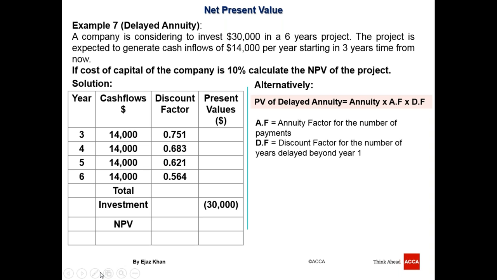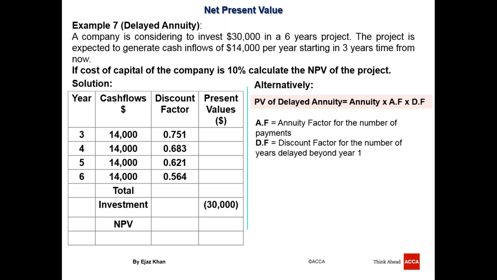Now, as we saw, there was an ordinary annuity starting in 1 year's time. There was an advanced annuity starting from year zero, and we can also have a delayed annuity, which may start beyond year one. That is, it may start from year two and onwards. So how do we calculate the present value for a project that will start from year two onwards?